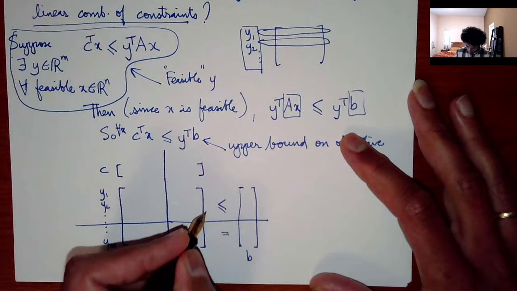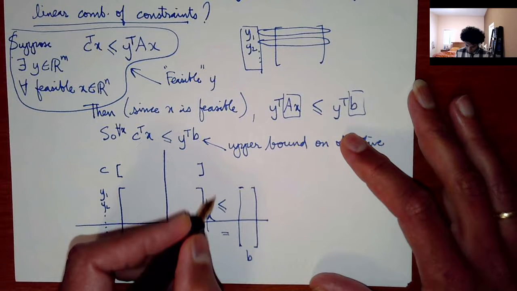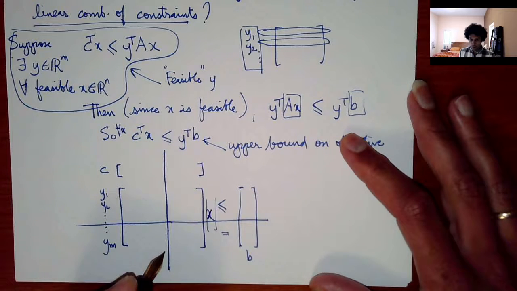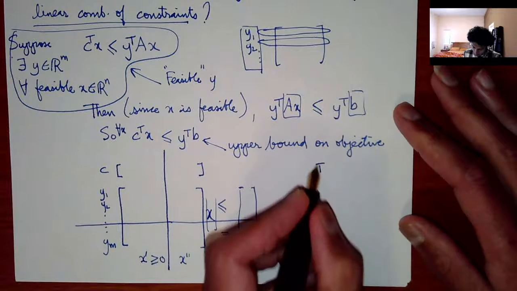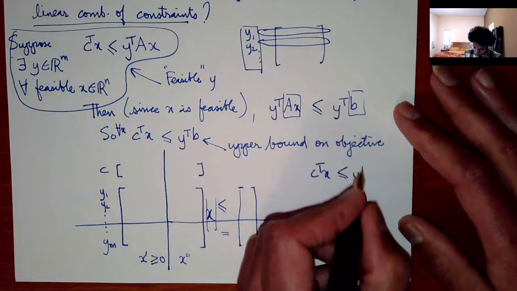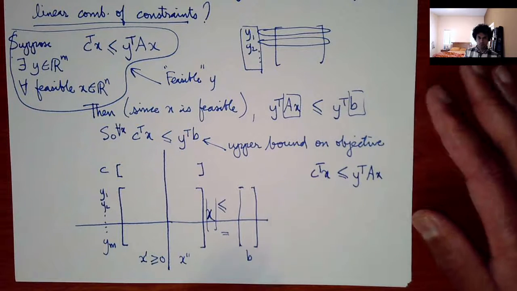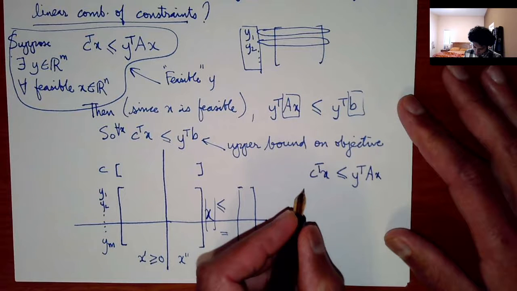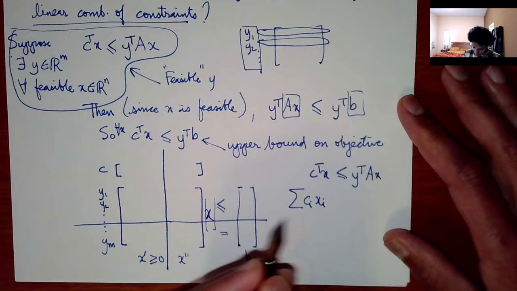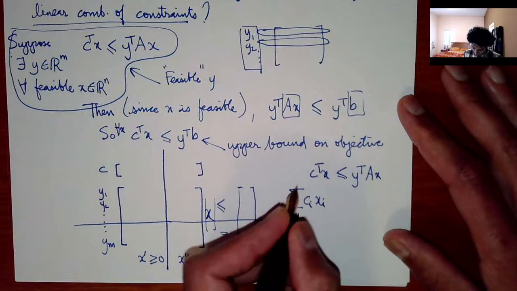So x is somewhere here, right? There's some x over there. Now this part I'll call x prime, which is greater than 0. And this is x double prime, which is unconstrained. So x double prime can be negative, anything. So what do we want? We want C transpose x to be at most y transpose Ax. What is C transpose x? Let's write that out. That is the sum of Ci xi, i going from 1 to n.